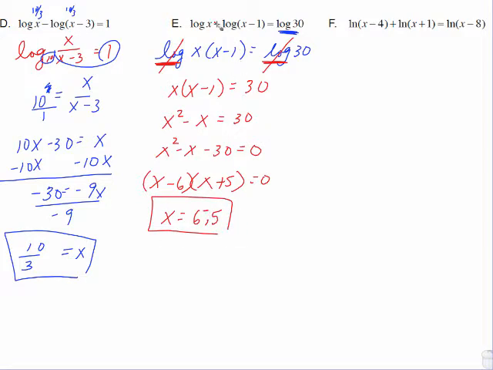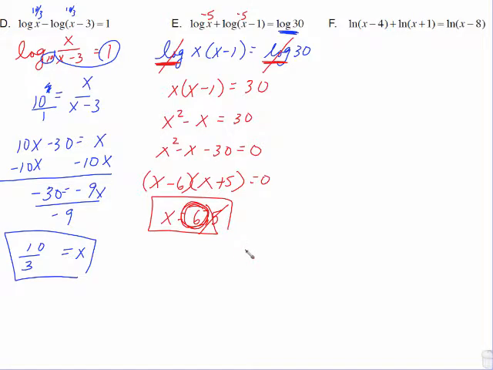So if we plug 6 back into the original equation, that says log of 6, which is legal. 6 minus 1 is 5, so I would be taking log of 5, which is legal. So the 6 is okay. But if I put negative 5 here or here, I'm taking the log of a negative. So the negative 5 gets thrown out. My only answer is 6.